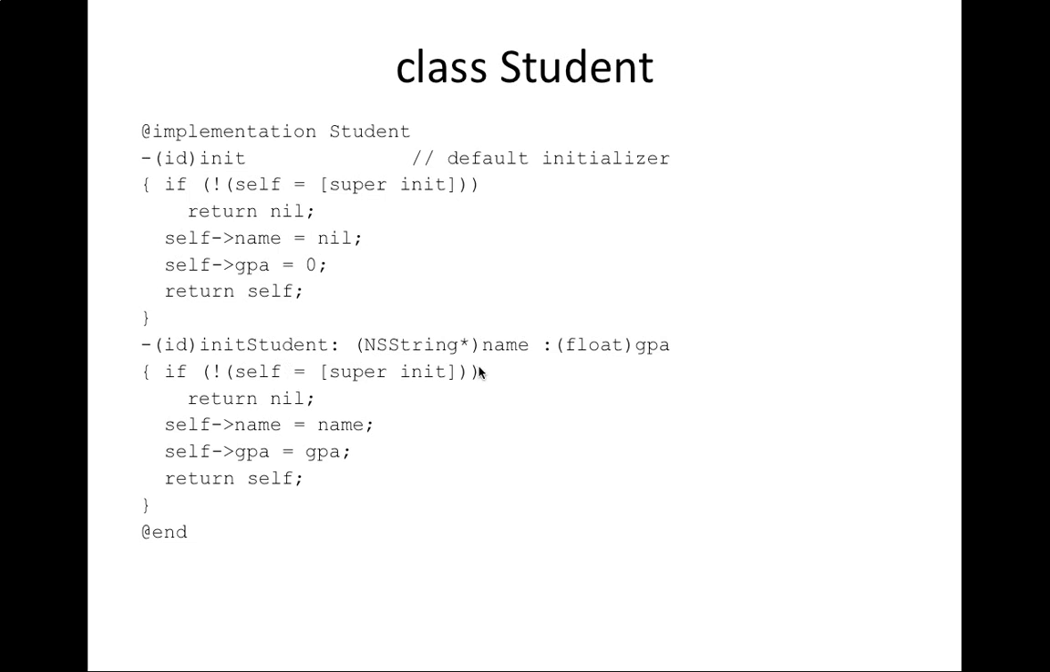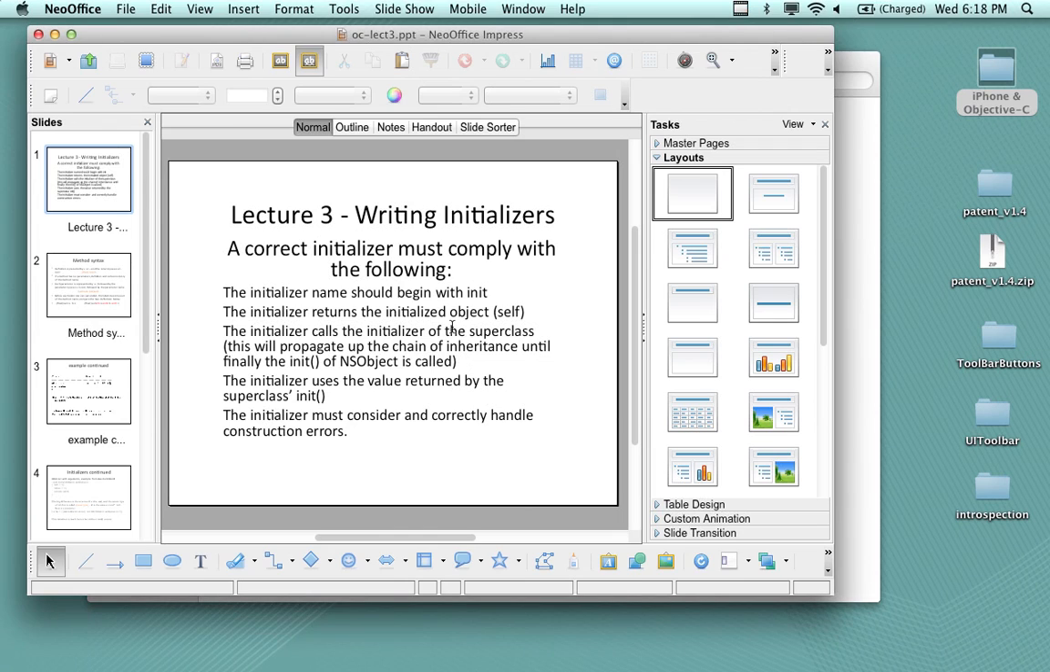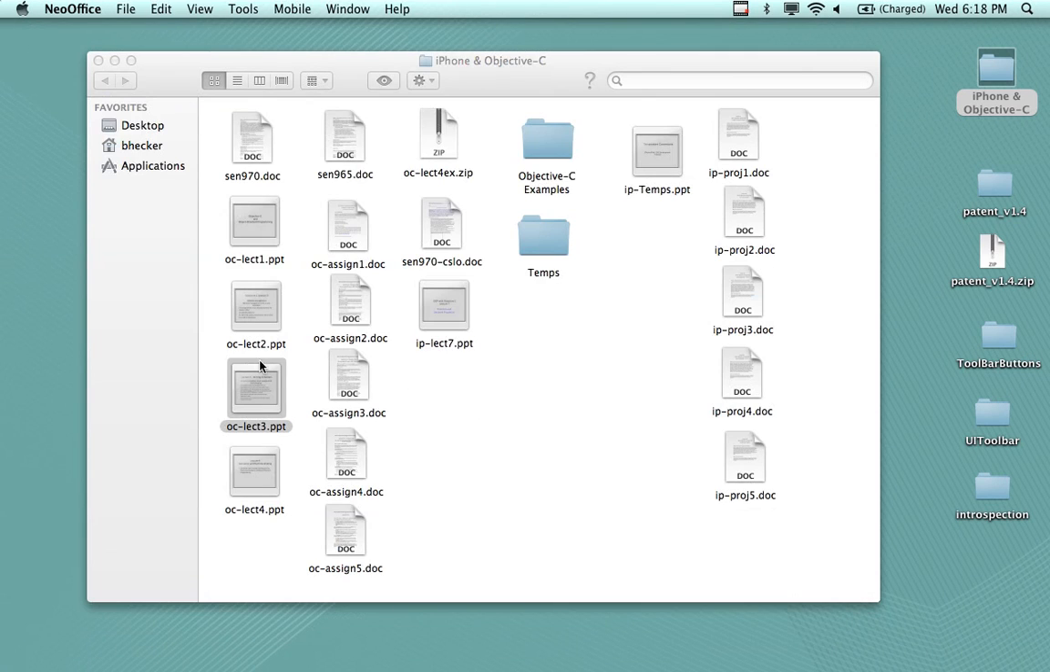Okay, so here's init student with the implementation of the initializer that takes the two parameters, the name and the GPA. It's essentially the same code as before, but instead of setting it to nil and 0, it's actually putting the values from the parameter lines in there. Alright, so that was the initializers.